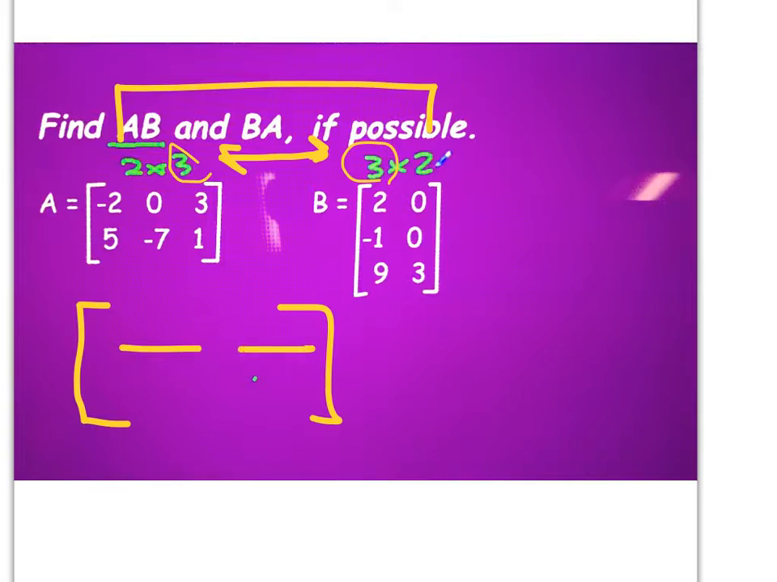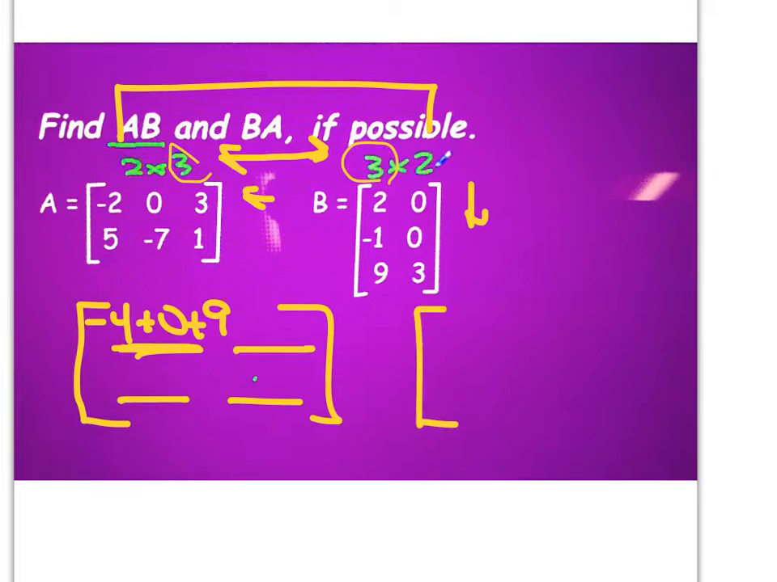For the first couple, I'm going to draw little blanks here to guide you. To get the number that goes in this blank, you multiply the first row of this one times the first column of this one. So you go across the first one and down the second one. Negative 2 times 2 is negative 4. 0 times negative 1 is 0, and 3 times 3 is 9. Notice I'm adding those numbers together. When you add those up, you get 5 in your first spot.